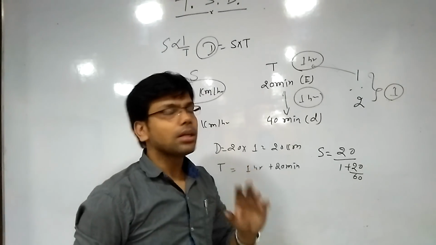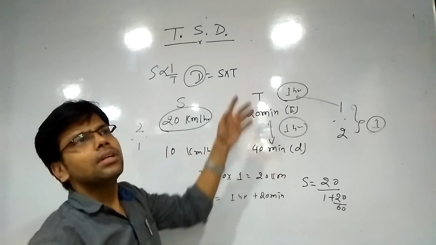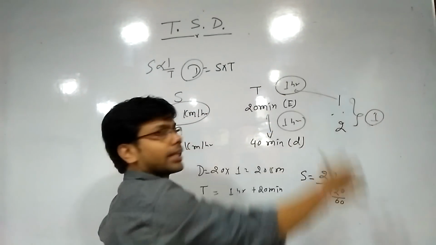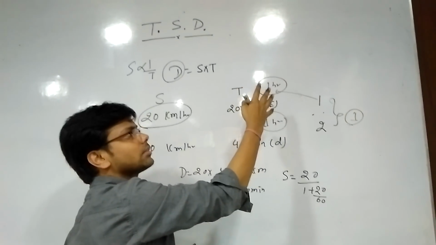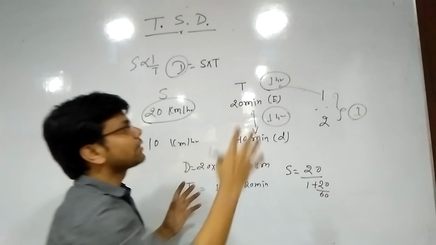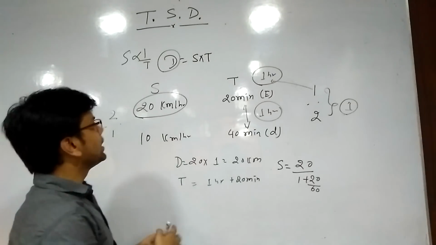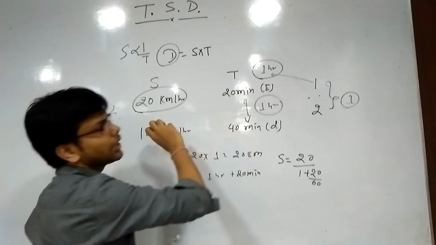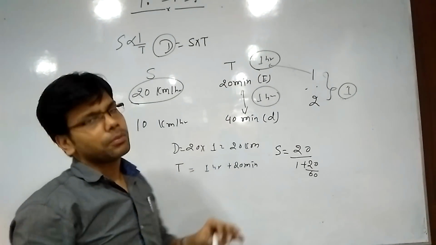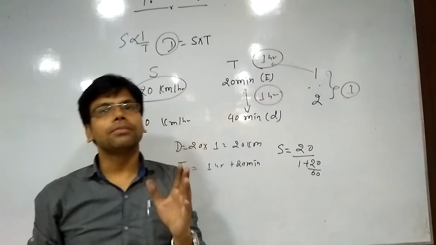So one method is what? Distance is equal to speed into time. Make equations, get the value of time, replace the value of time in the equation and solve the question. But if you have ratio given, gap given, the best way is find the ratio, inverse the ratio, equate the gap. For better understanding, I am again going to solve another question.